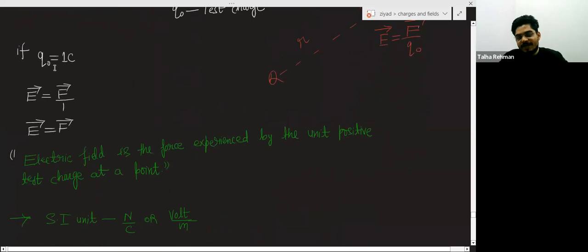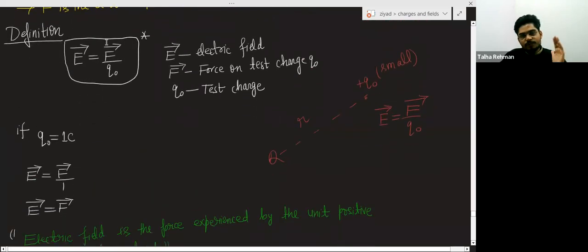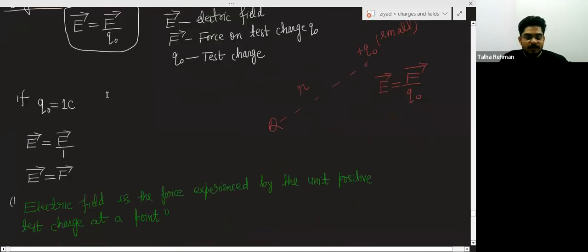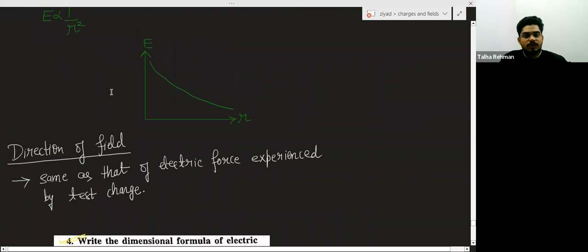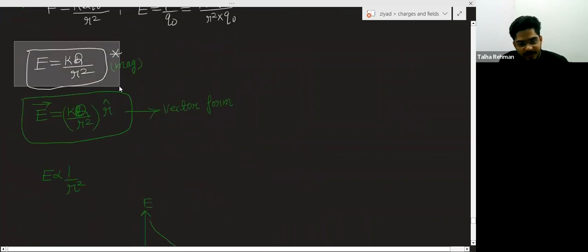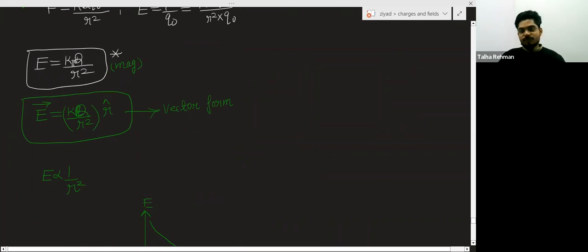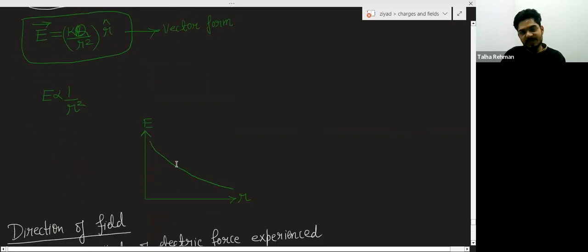There is one more way to define this. Take force 1 and charge 1, and you will get the unit electric field. After that, this is the equation of the electric field: E is equal to kq divided by r square. So k is constant, and charge q is constant. So with distance, the electric field will decrease. If you increase the distance, the electric field will decrease. So this type of graph you will get, a rectangular hyperbola. E is proportional to 1 by r square, so the electric field also follows the inverse square law.